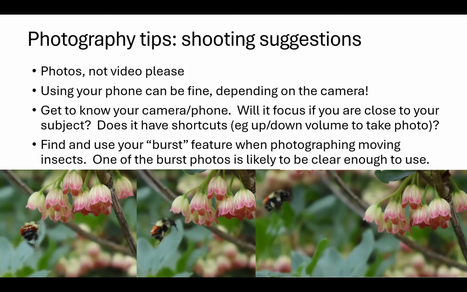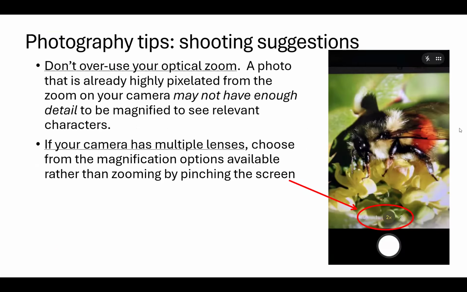So the bottom photos here are 3 photos from a burst sequence I took of a bee on my Enkianthus. It's clearly the red-tailed bee. Look at her red bum. You can see her tongue is out in some of those photos, right? So find the burst feature, really helpful for moving insects.